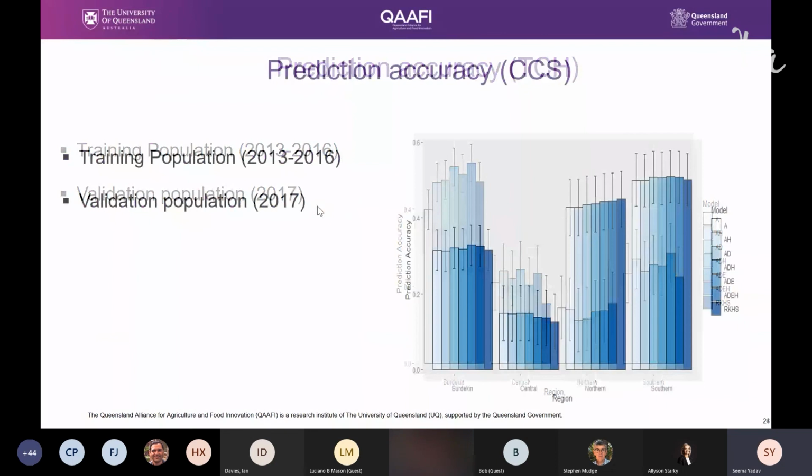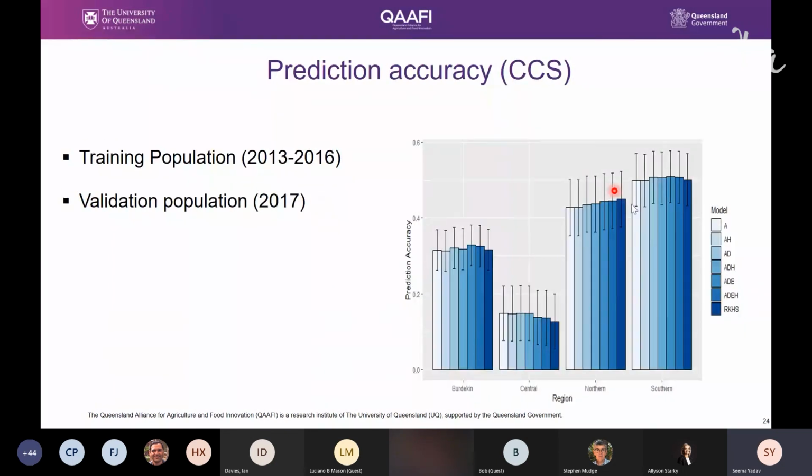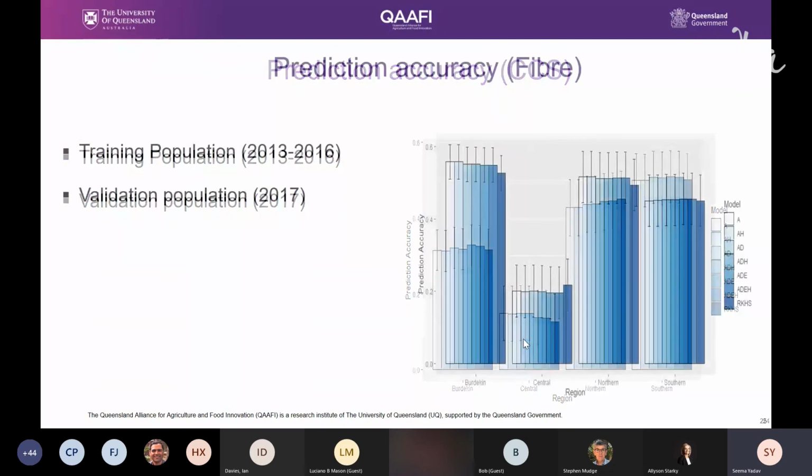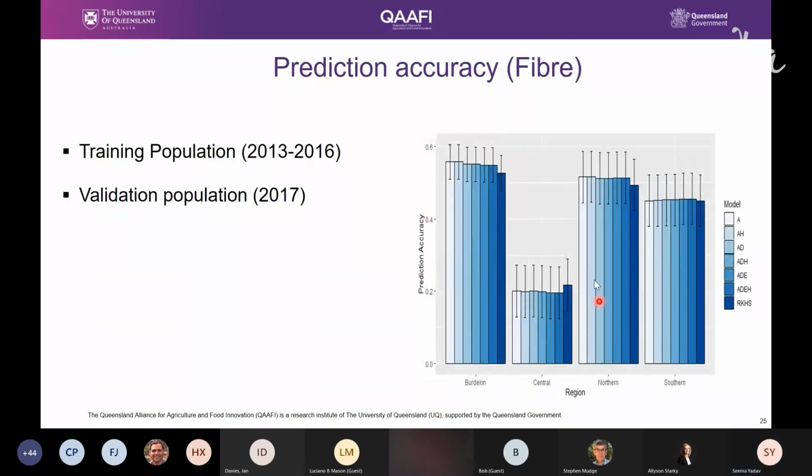For the CCS, we can see the northern and southern regions predict well, with prediction accuracy going high, but there was no significant effect whatever model we use. In the central region, the accuracy was lowest in the CCS. And when we talk about the fiber, the central region again has less accuracy, and there was no significant effect of whatever model we use, but the additive model was quite enough to predict the breeding values and the clonal performance in sugarcane for fiber.